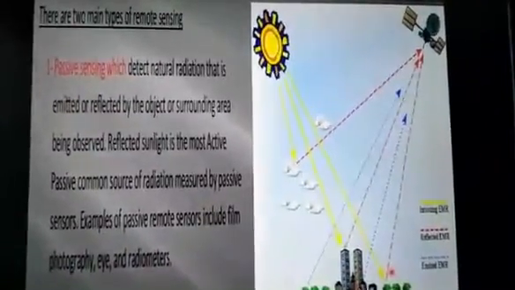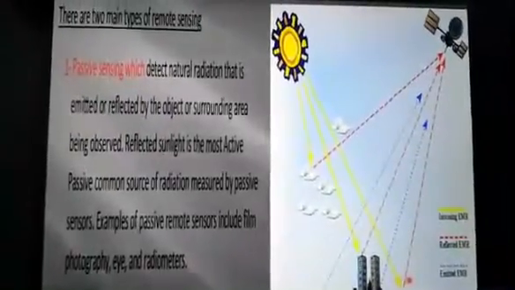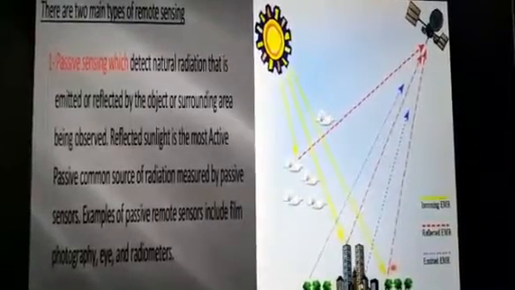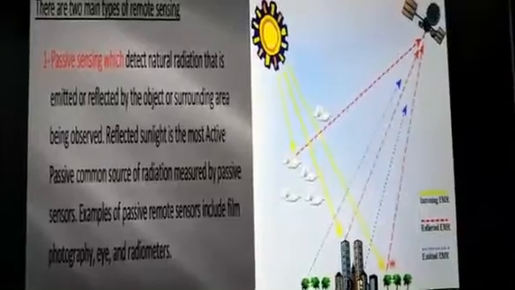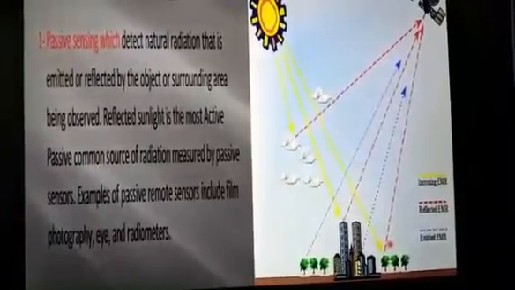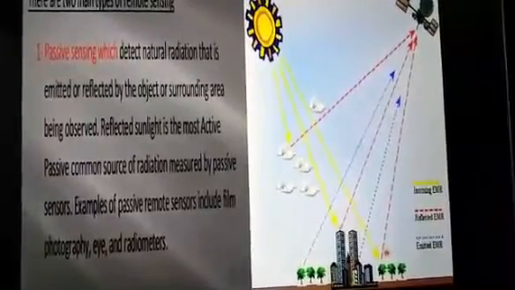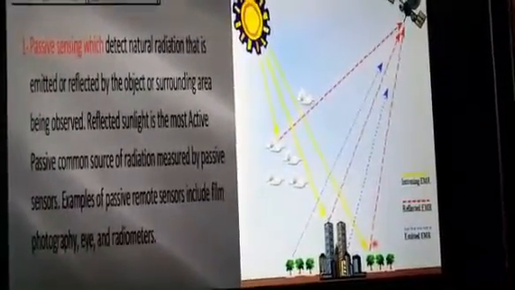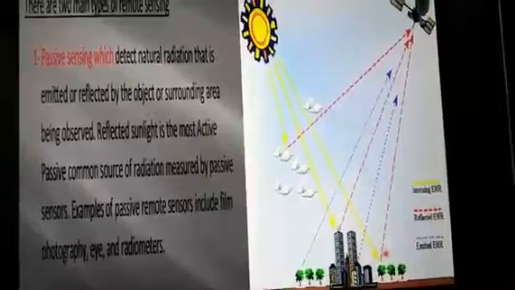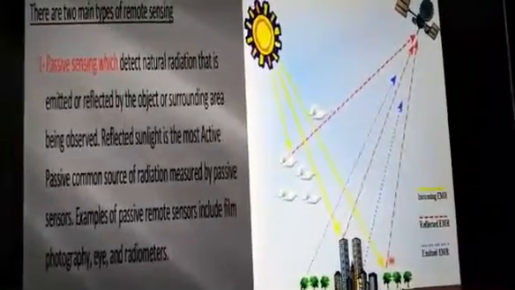So we've got types of remote sensing, two types actually. We have passive sensing, which detects natural radiation that is emitted or reflected by an object or surrounding area being observed. Reflected sunlight is the most common source of radiation measured by passive sensors. Examples of passive remote sensors include film photography, the eye, and radiometers.